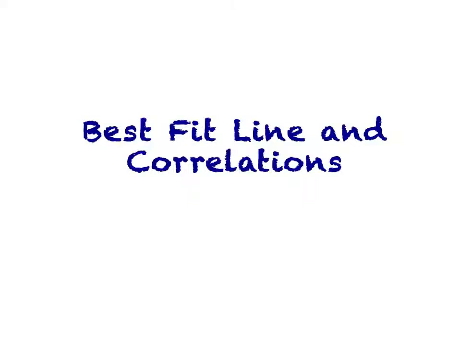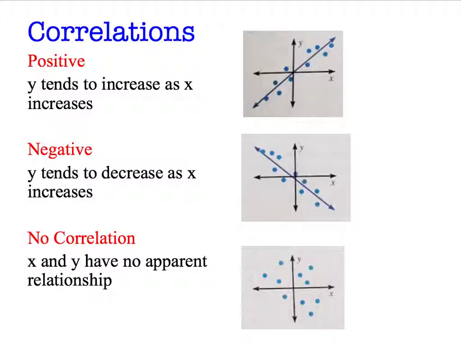How to draw a best fit line and name a correlation. In this class, we're going to name correlations in 3 ways. One of those is a positive correlation, the next one is a negative correlation, and the last one, we say there's no correlation. Each one of these has an example drawn beside it for you.